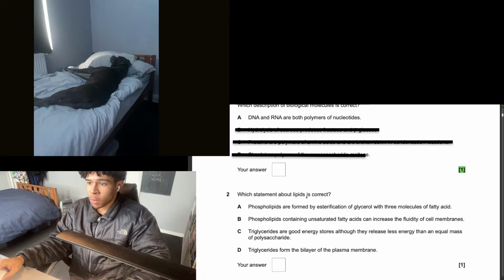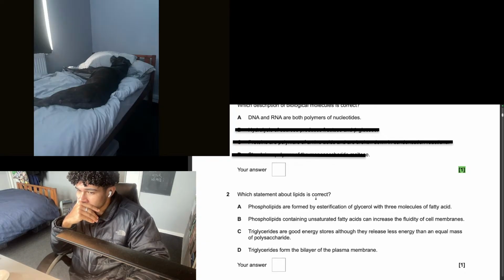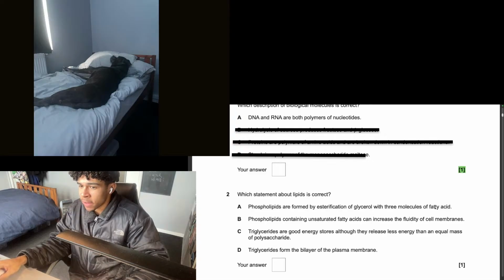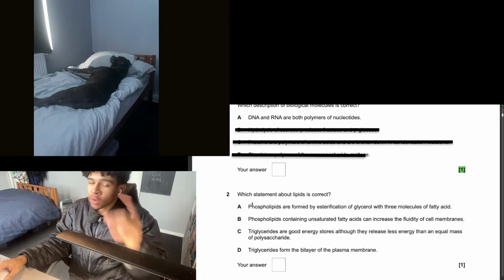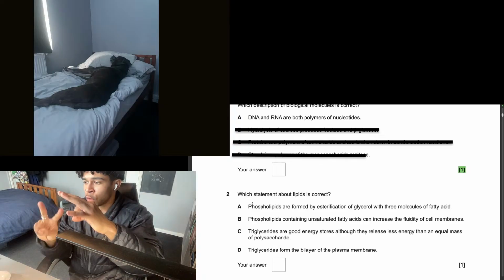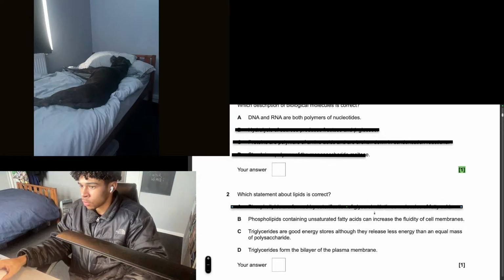Which thing about lipids is correct? I don't really know. Esterification of glycerol and free fatty acids. Okay, you have to know this. Phospholipids are made out of a phosphate group and two fatty acids on a glycerol. So it's missing the phosphate group. So that's wrong. This is basically a stupid question.